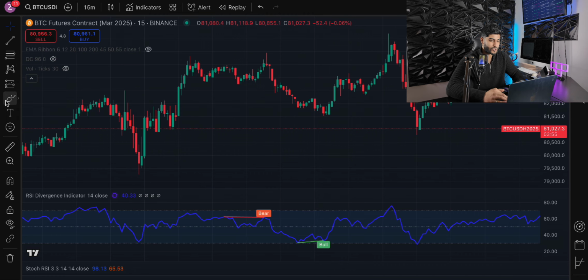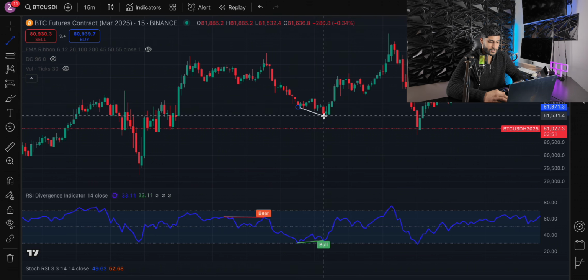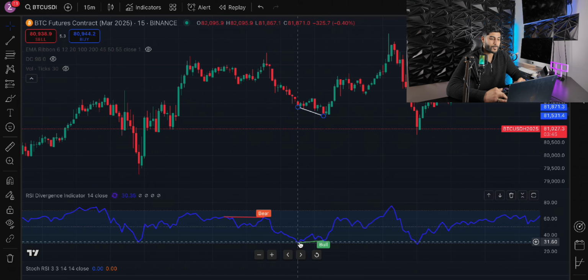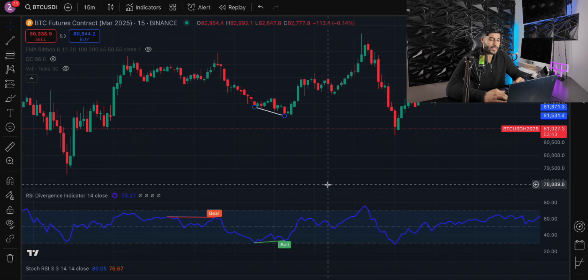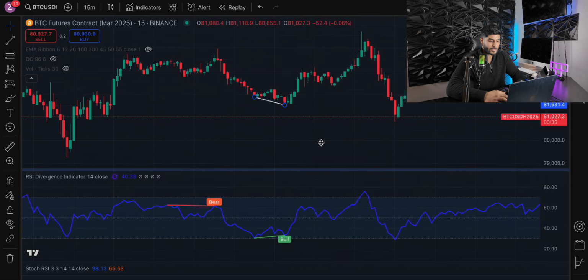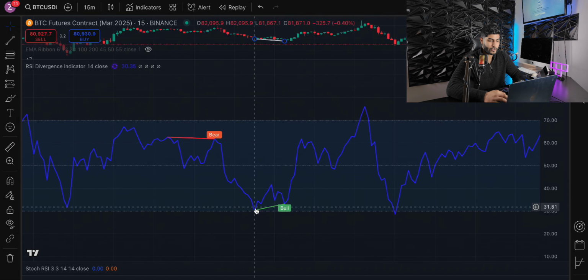So what I'm going to do is take a straight line and go from this point to this point. You can see that this point lines up with this point, and this point lines up with this point. I know I'm saying point a lot, but the point is that here on the RSI divergence, you're making a higher low. Do you see that? I'm going to make it a little bit bigger. You can see this is a low, you're making a higher low.